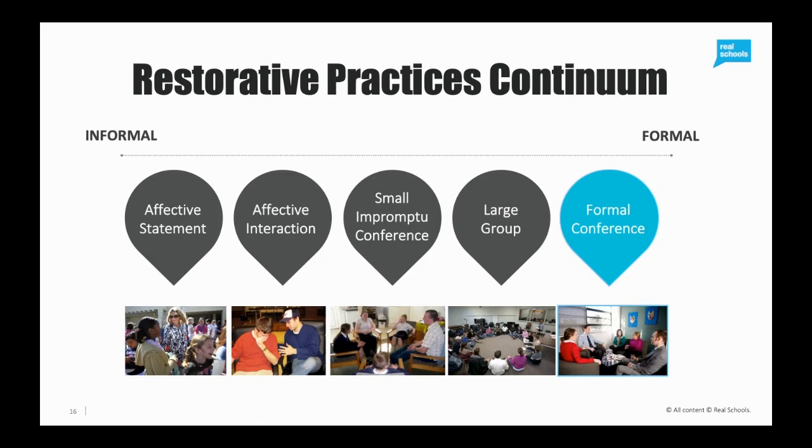So what you'll notice about the continuum is that, like I said, high frequency at the informal end, low frequency at the formal end, and time investment changes. So, 1 or 2 seconds for an effective statement, 1 or 2 minutes for an effective interaction, maybe 9 minutes for that small impromptu conference. Circles can go anywhere from about 30 seconds through to 15 minutes. And then the formal conferencing can sometimes take a couple of days to prepare for and about 45 minutes to actually administer. So it's a big deal.